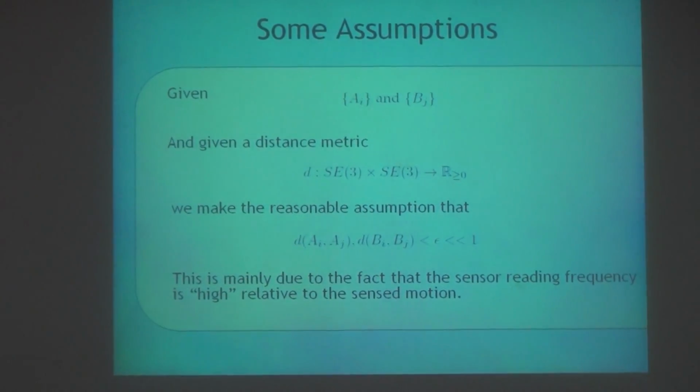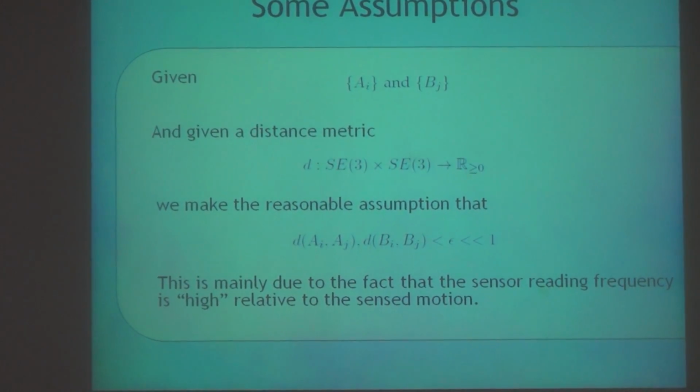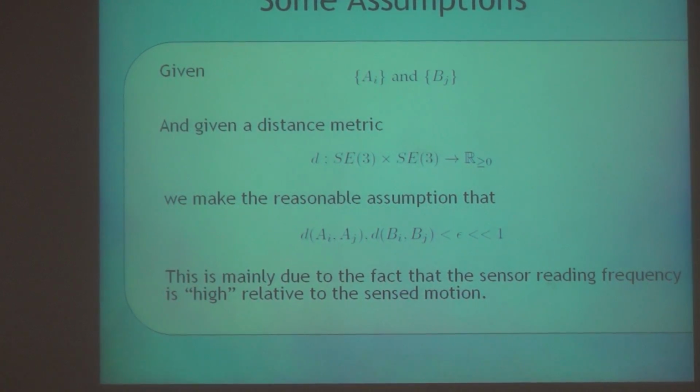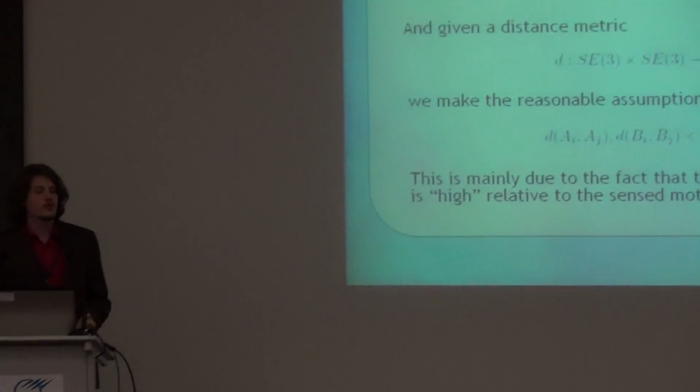Some assumptions of this problem: given the set of A's and the set of B's as sensor measurements, and given some distance metric on the space, we make the assumption, and it's a reasonable assumption, that the distances between A's and between B's are small. If you remember back to the ultrasound motivation, the transformations we're dealing with are relative. They are small motions, one pose to the next. We're not looking at a pose from over here to a pose from over here. We're looking at small variations in the movement of the system.